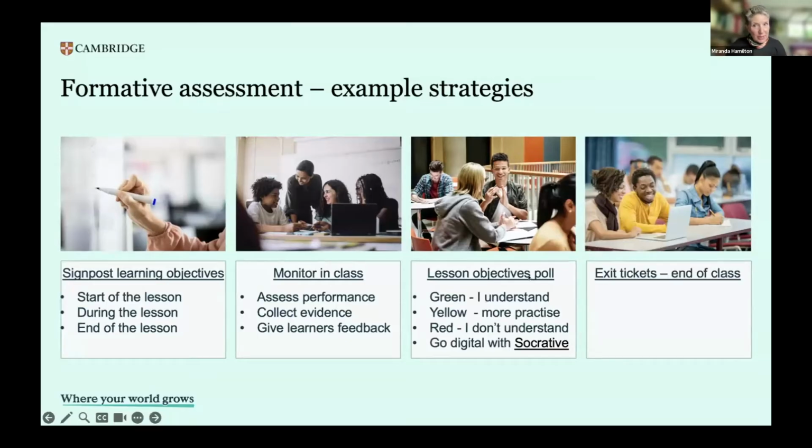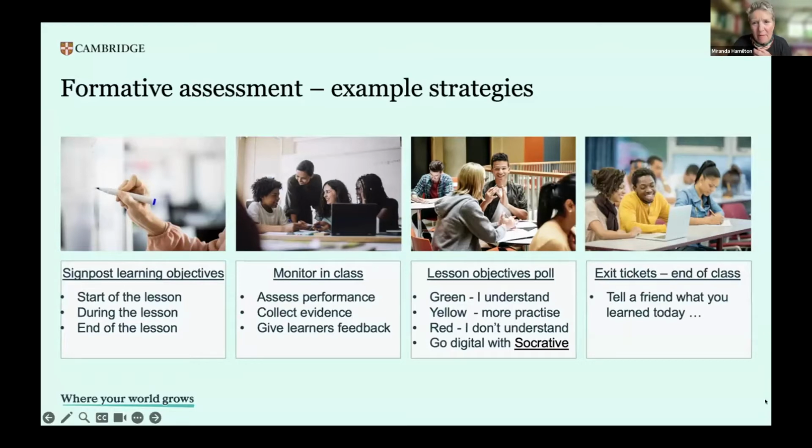Another really nice way to collect evidence is exit tickets at the end of the class. So you write a question for your learners on the board. For example, tell a friend what you learned today in class. Your learners write their answers on a slip of paper, and then at the end of the class, when they leave the classroom, you collect the slip of paper. This is your evidence, and it will recapture what your learners have noticed that they learned in class.